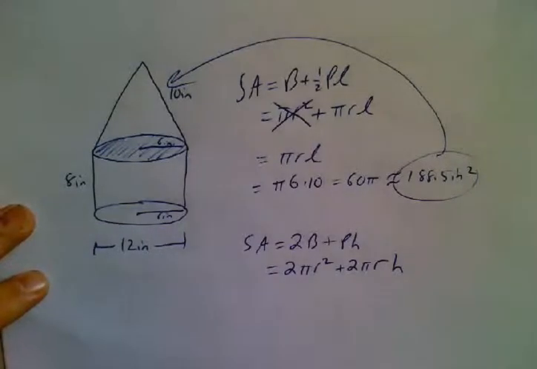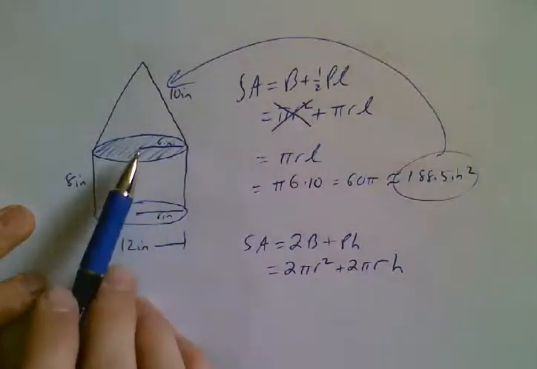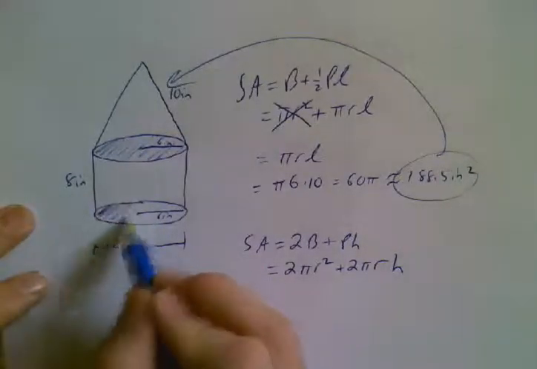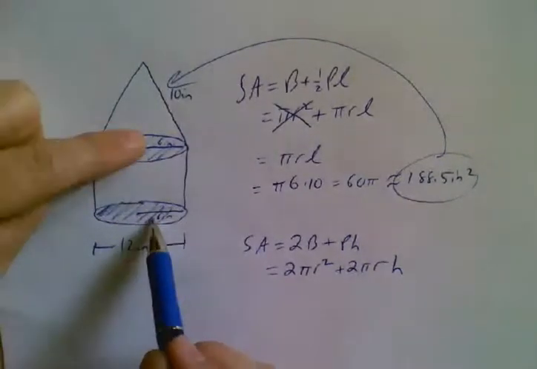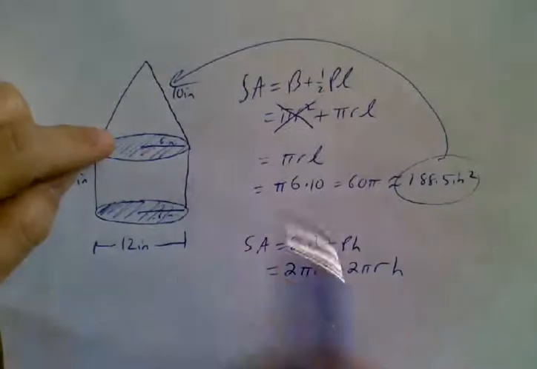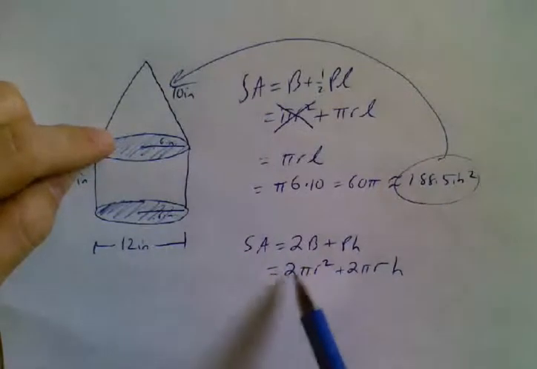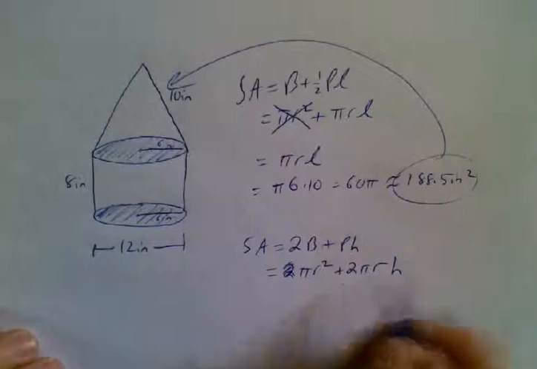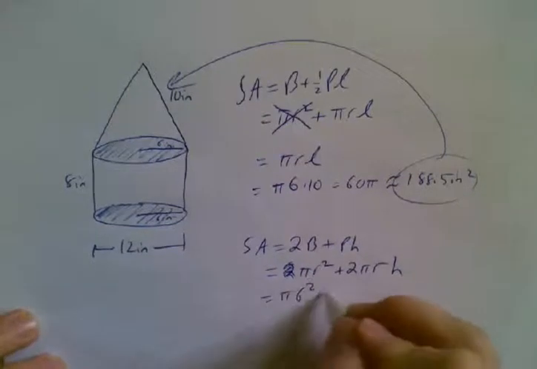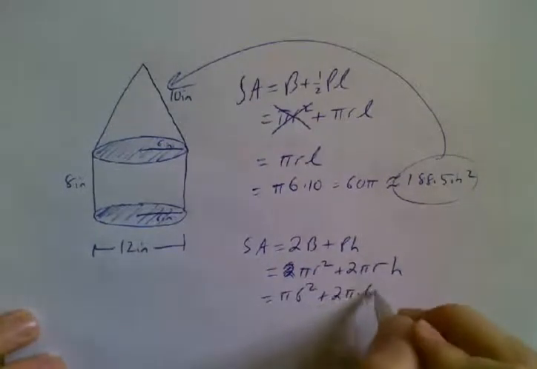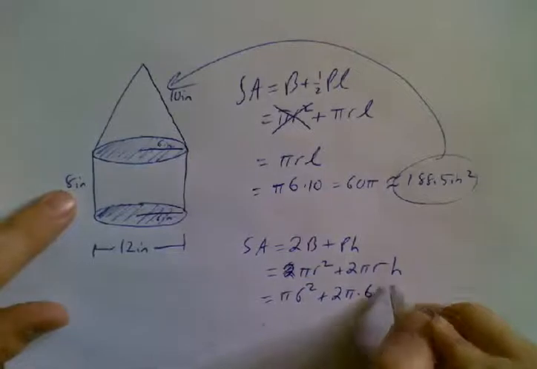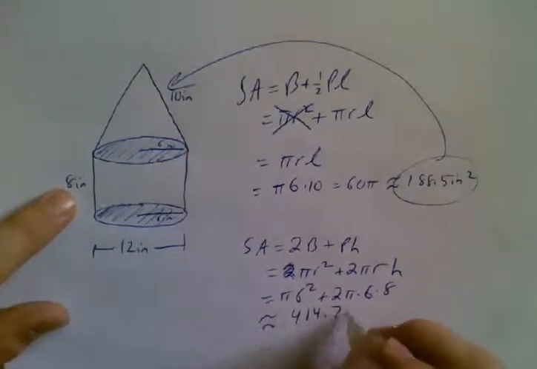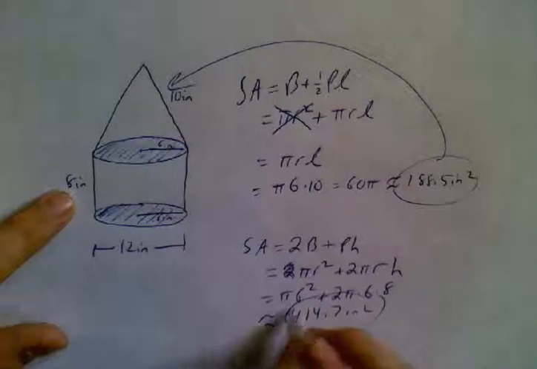But again, I am not dealing with one of the big B's. I have 2 big B's for the cylinder. If you just focus your eyes on the cylinder, these are your bases. But I'm not using this one. So instead of 2B, or 2 pi r squared, it's just 1 pi r squared. So that's pi times 6 squared plus 2 pi times 6 times the height of the cylinder, which is 8. And that's going to get us about 414.7.